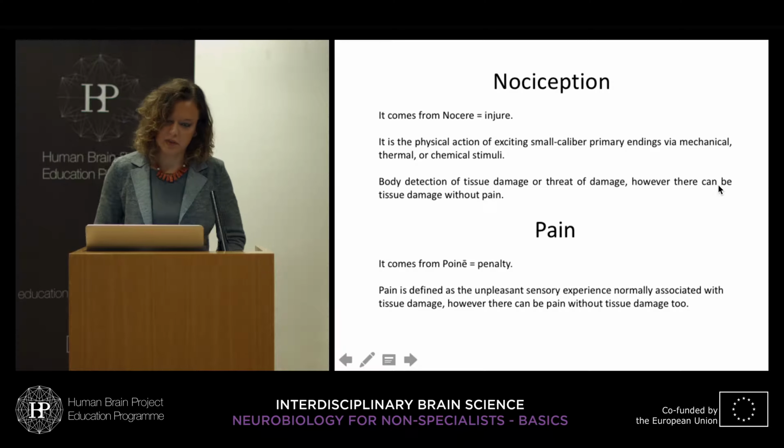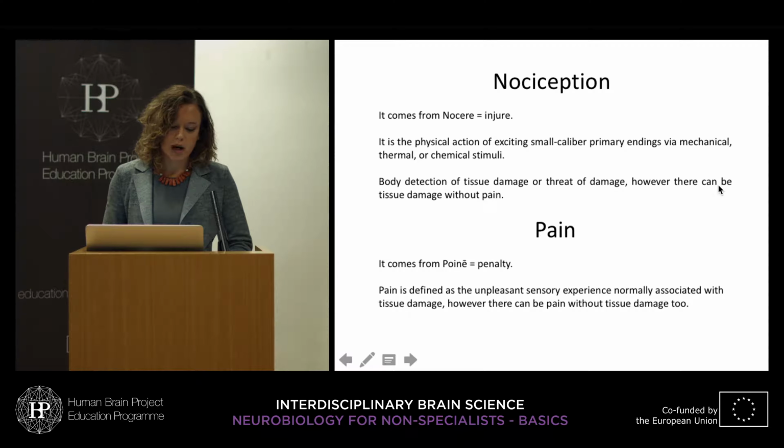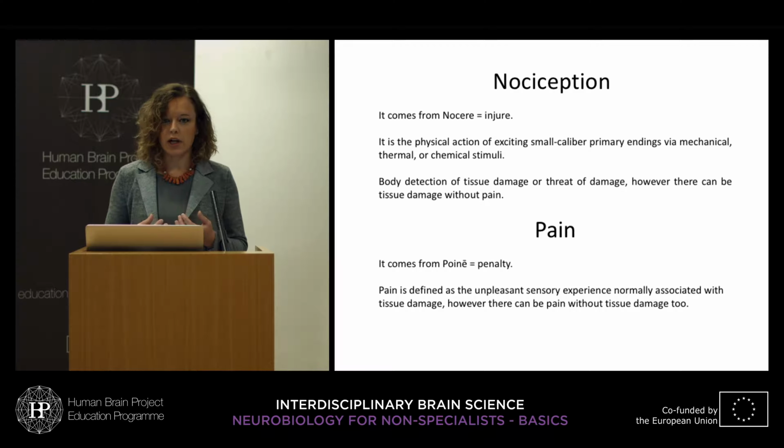So what is nociception? Nociception comes from nocere, injury, and is a physical action of exciting small caliber primary endings via different stimuli, like mechanical, thermal, or chemical stimuli. So your body detects these stimuli, or tissue damage, and protects itself from this tissue damage through nociception, through different signaling.